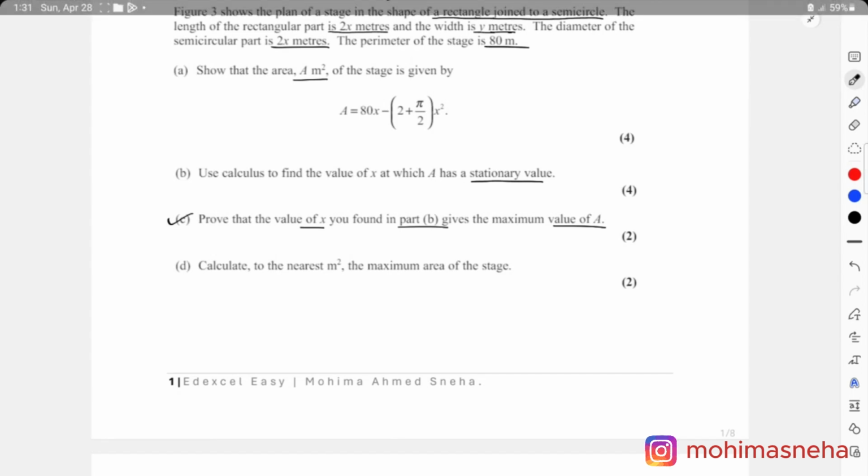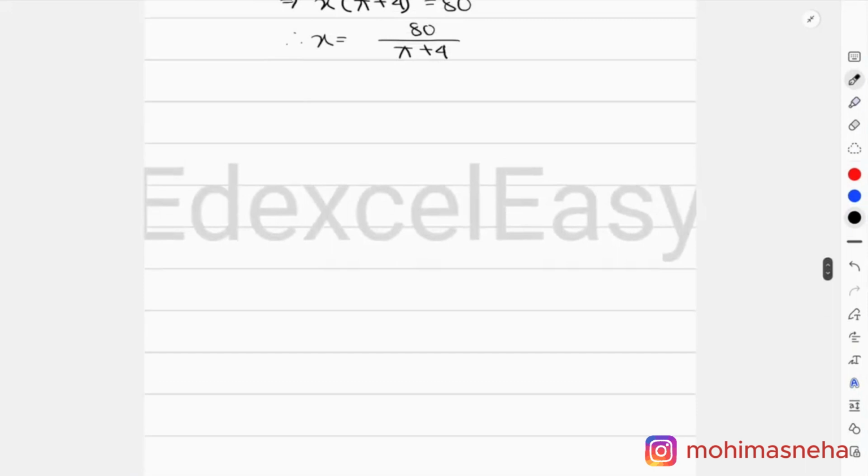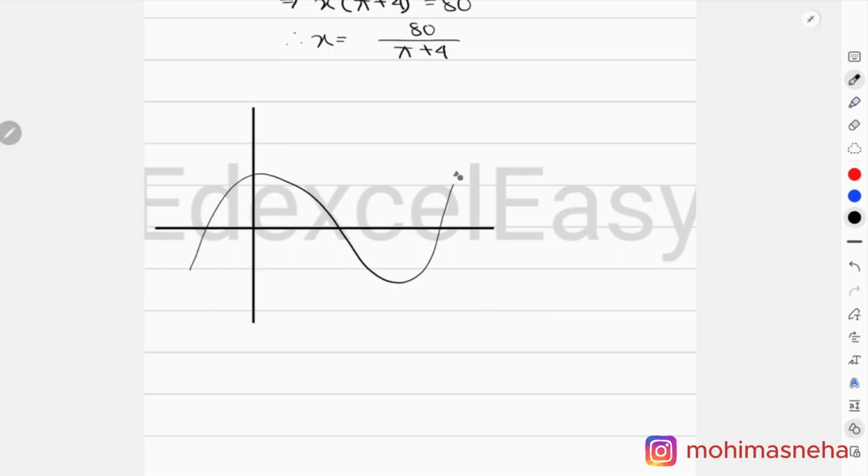So I'll just draw a very simple graph to explain this. For example, you might also have a cubic equation to work with in some cases. And in cubic equations, both points are involved, right? This is the maximum, this is the minimum.